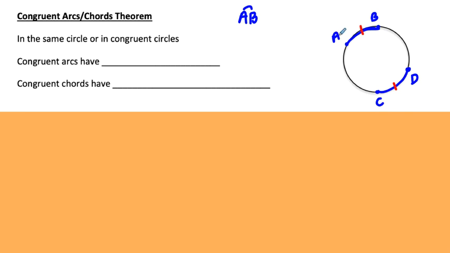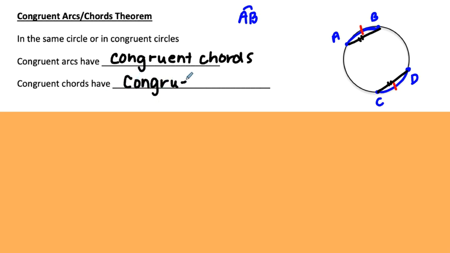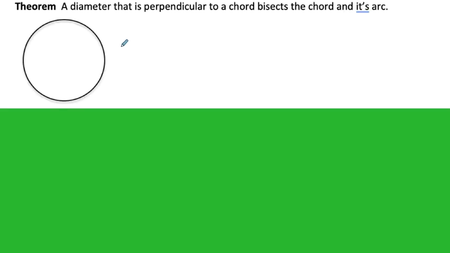If I connect their endpoints through the circle, making a chord in the circle, those chords would also be congruent. So congruent arcs have congruent chords. And vice versa, the converse of that would also be true: congruent chords would have congruent arcs. That should make sense, because if they are the same rotation, then if I connect their endpoints in segment form, it should be equal. All right, there are some other theorems that come from this.